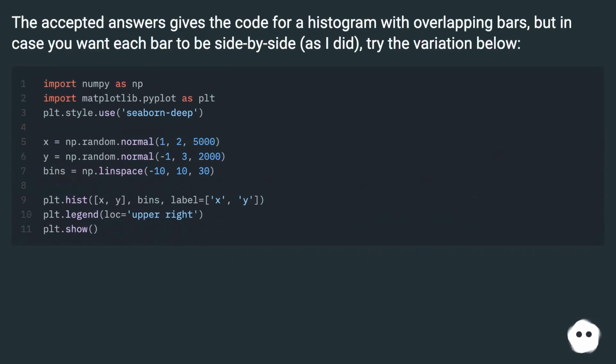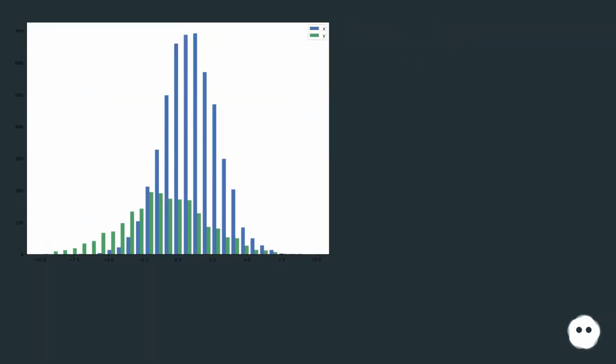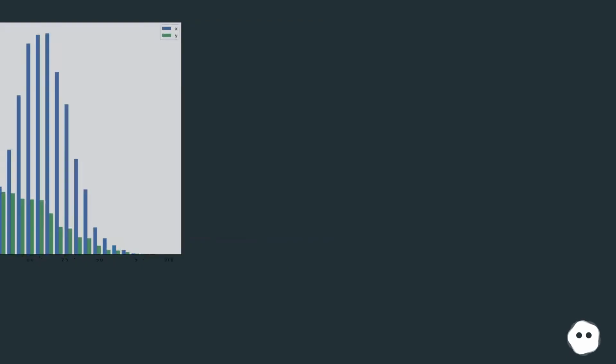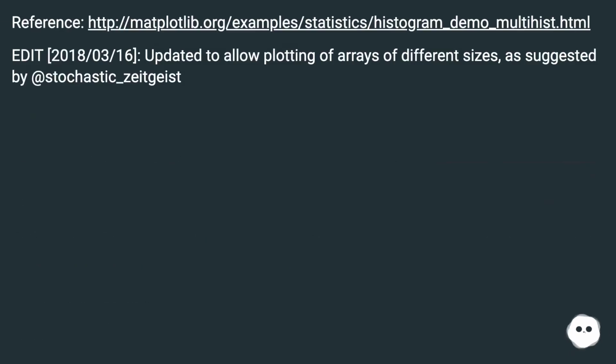The accepted answer gives the code for a histogram with overlapping bars, but in case you want each bar to be side by side, as I did, try the variation below. Reference, this URL. Edit, the 16th of March 2018, updated to allow plotting of arrays of different sizes, as suggested by @stochastic_zeitgeist.